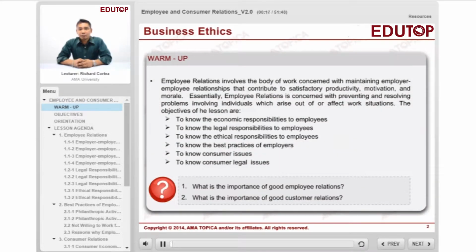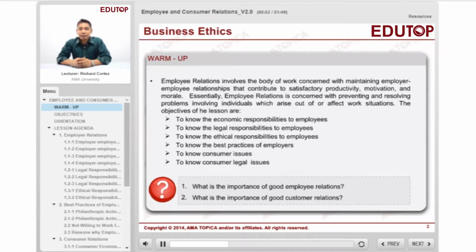Before that, we have a background about the topic. Employee relations involve the body of work concerned with maintaining employer-employee relationships that contribute to satisfactory productivity, motivation, and morale of the employees in an organization. It is also concerned with preventing and resolving problems involving individuals which arise out of or affect work situations in one company.